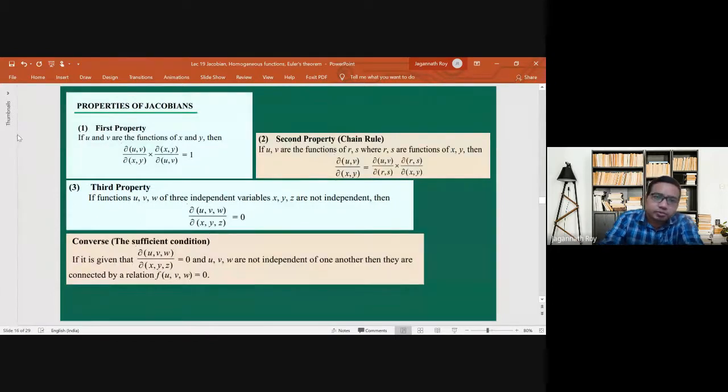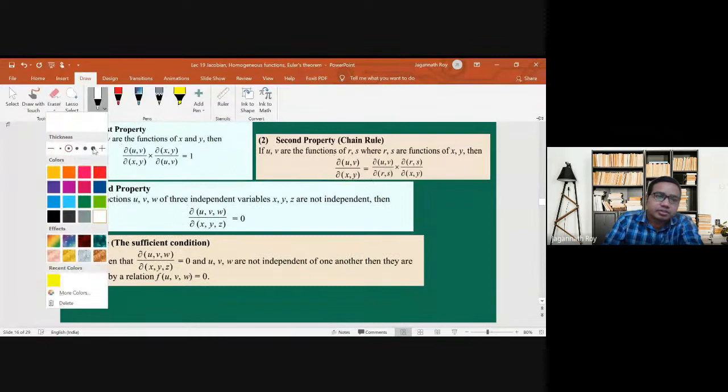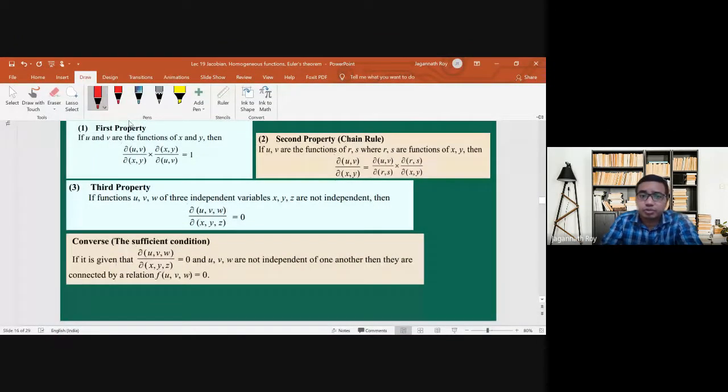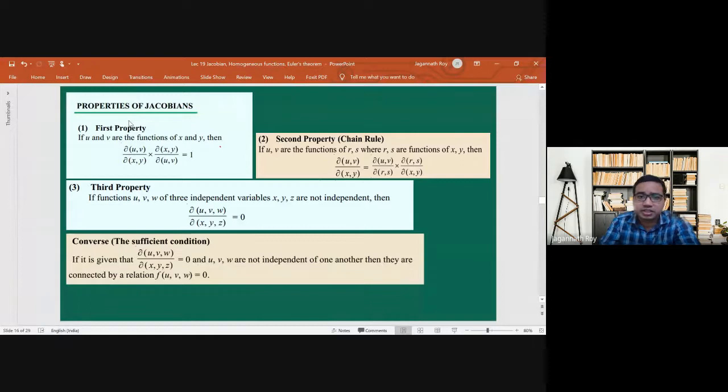Now the properties of Jacobian. There are a few properties which are very, very important. I think most of the properties we have already discussed. The first property is that J and J prime is 1. The second property says if u and v are functions of r and s, where r and s are functions of x and y, then we can write the chain rule. Here it is, using the chain rule, we will get this one.